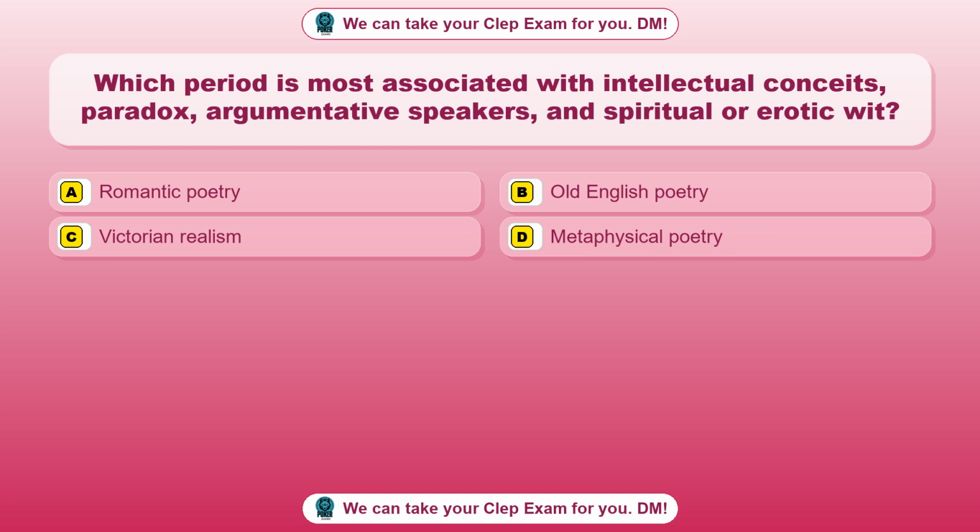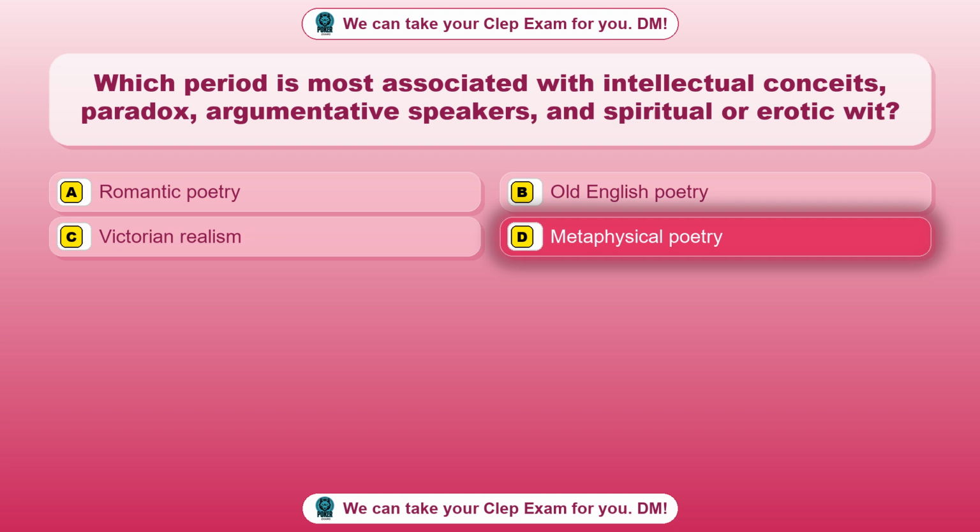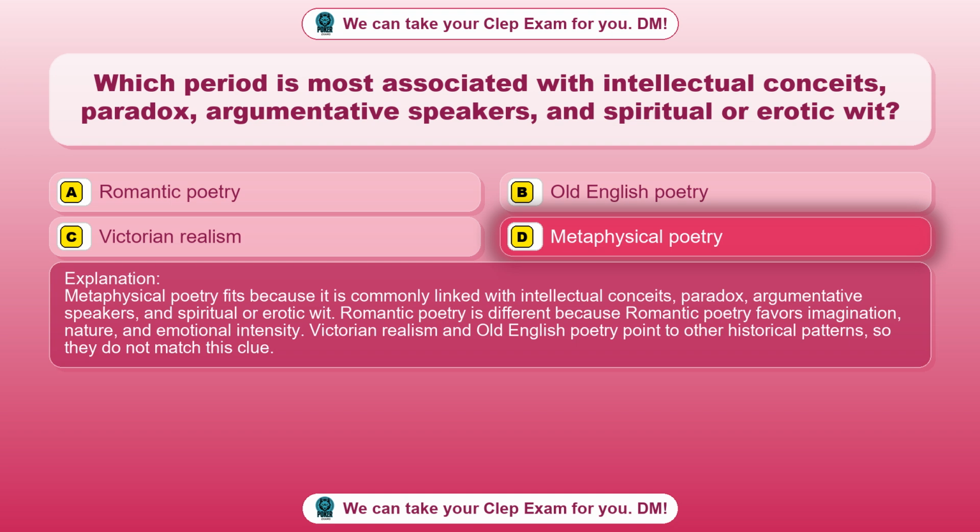Question 44. Which period is most associated with intellectual conceits, paradox, argumentative speakers, and spiritual or erotic wit? Option A, Romantic poetry. Option B, Old English poetry. Option C, Victorian realism. Option D, metaphysical poetry. The correct answer is option D, metaphysical poetry. Metaphysical poetry fits because it is commonly linked with intellectual conceits, paradox, argumentative speakers, and spiritual or erotic wit. Romantic poetry is different because it favors imagination, nature, and emotional intensity. Victorian realism and Old English poetry point to other historical patterns, so they do not match this clue.